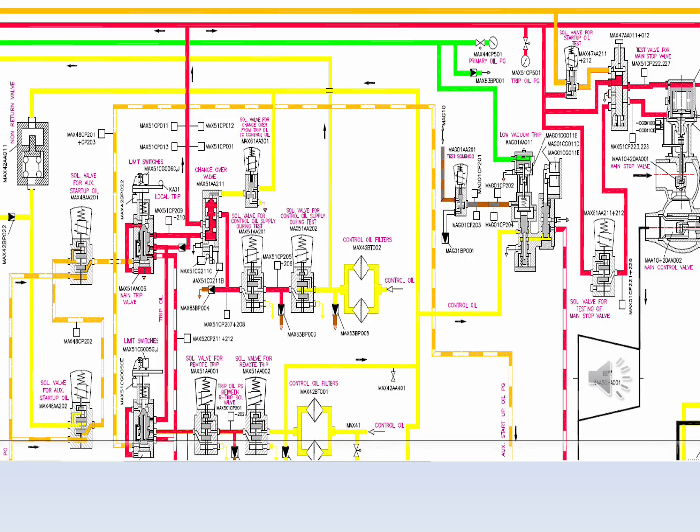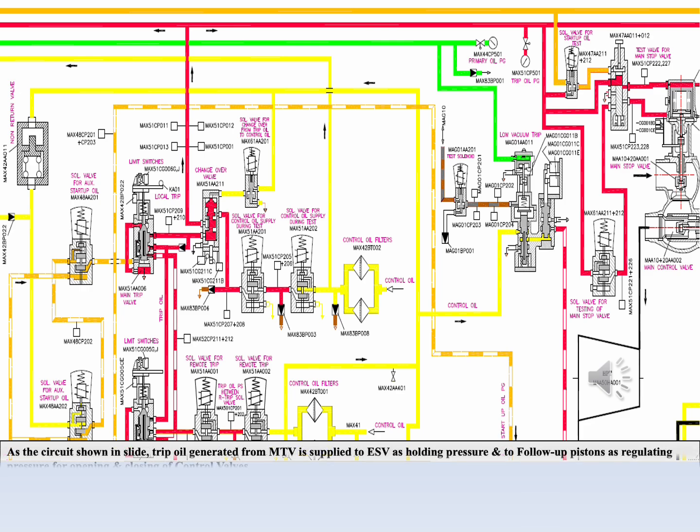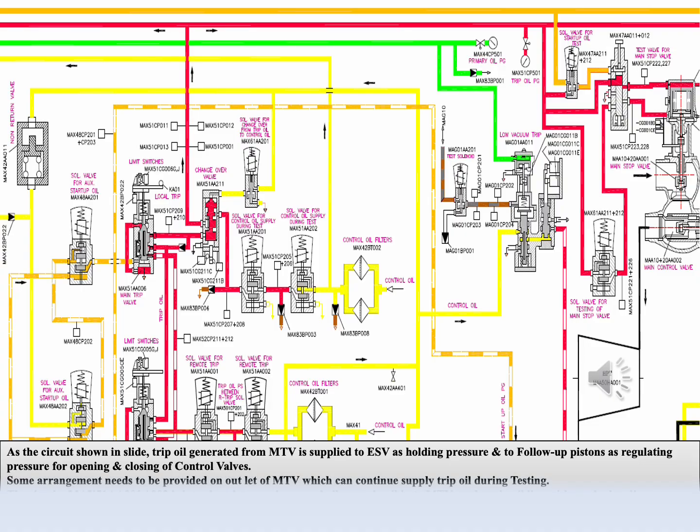As the circuit shown in the slide, trip oil generated from MTV is supplied to ESV as holding pressure, and to follow-up pistons as regulating pressure for opening and closing of control valves. Some arrangement needs to be provided on the outlet of MTV which can continue to supply trip oil during testing.